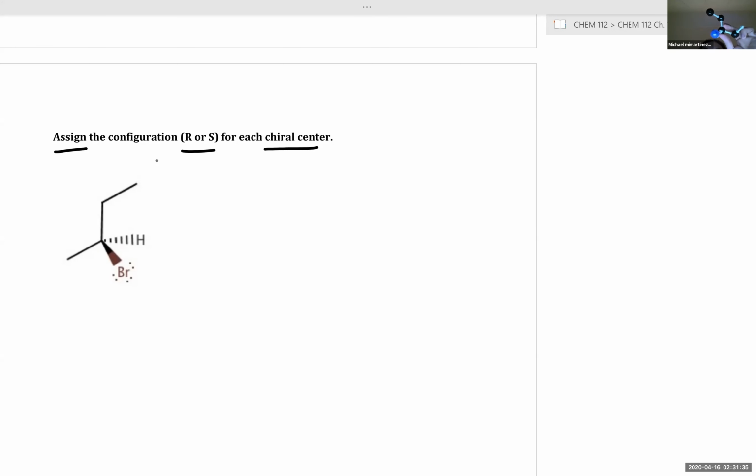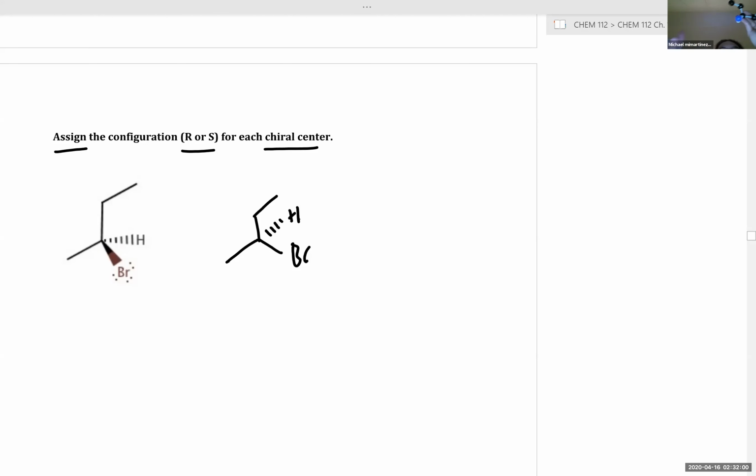So my question to you is, is our bromine currently pointing out of the page? Yep. Is our hydrogen in the back? Is our lowest priority group in the back? Yes. Okay. So what we're going to do is focus on just our high priority groups.